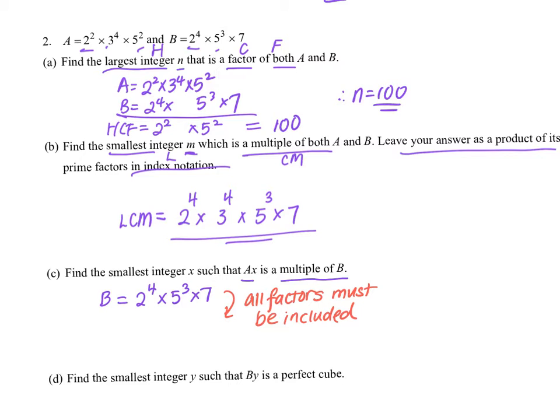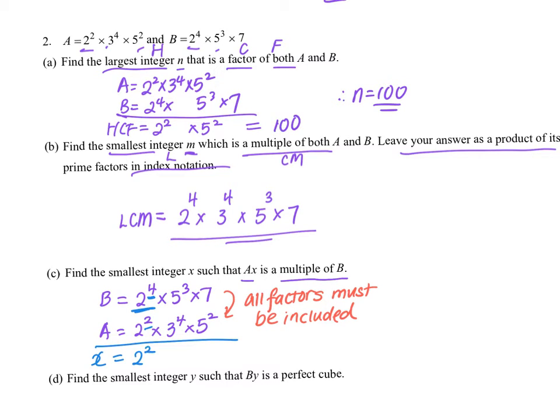Let us take a look at what a is. A has 2 squared, 3 to the power of 4, 5 squared. One by one, we check the factors. Okay? All the factors of b must be inside a. b has 2 to the power of 4. A only has 2 squared. How many powers missing?